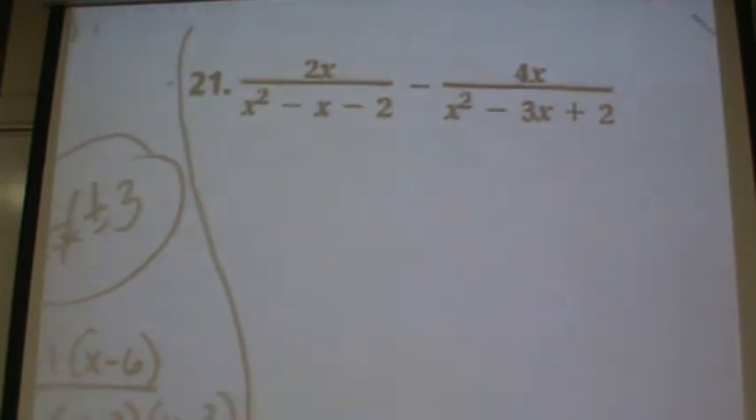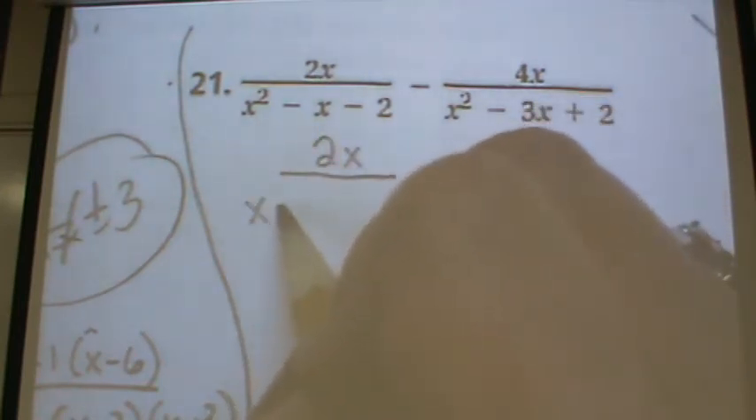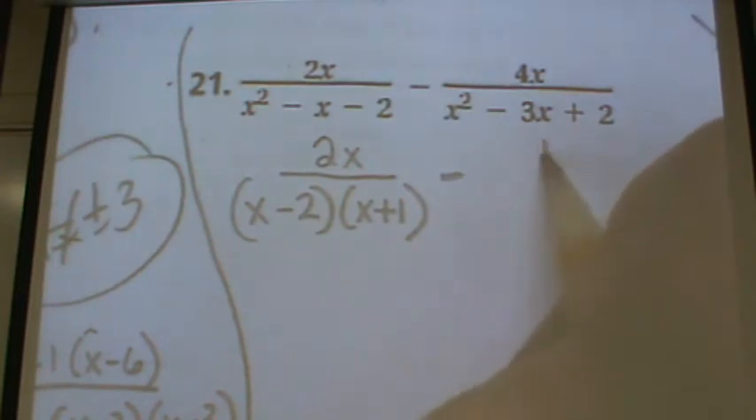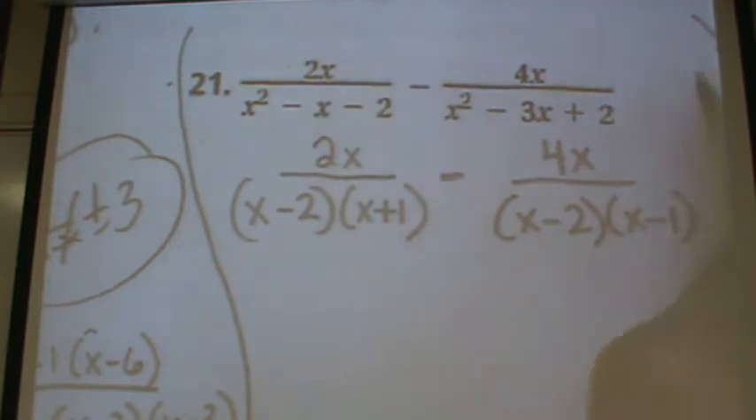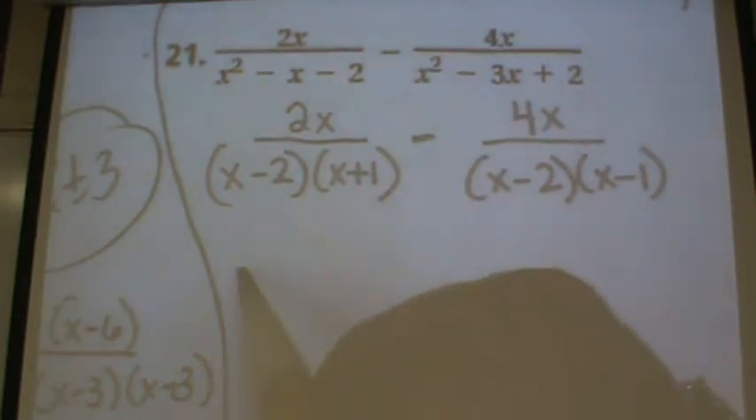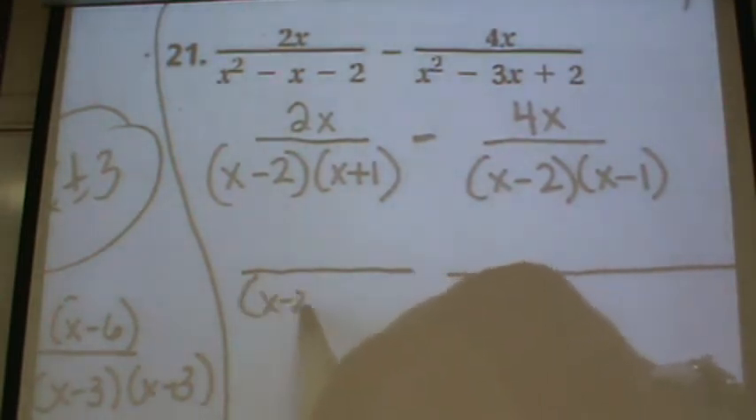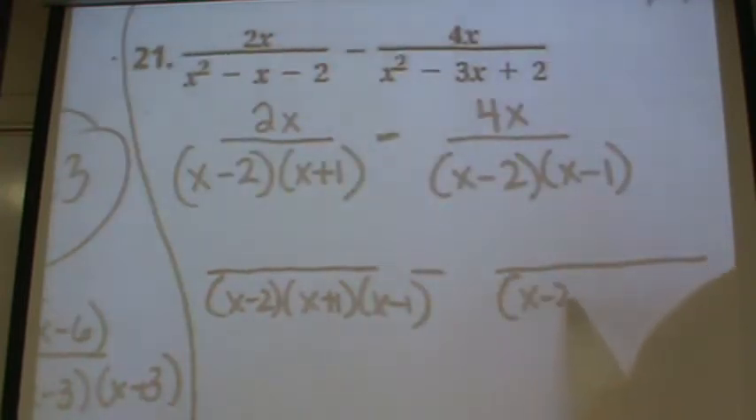21, what should you first do? Factor. Tell me what you get here. Anyone? x minus 2, x plus 4. What about the bottom? Okay, what's your common denominator? It's x minus 2, x plus 2, x plus 1, and x minus 1. You get that all? Yeah. x minus 2, x plus 1, x minus 1.